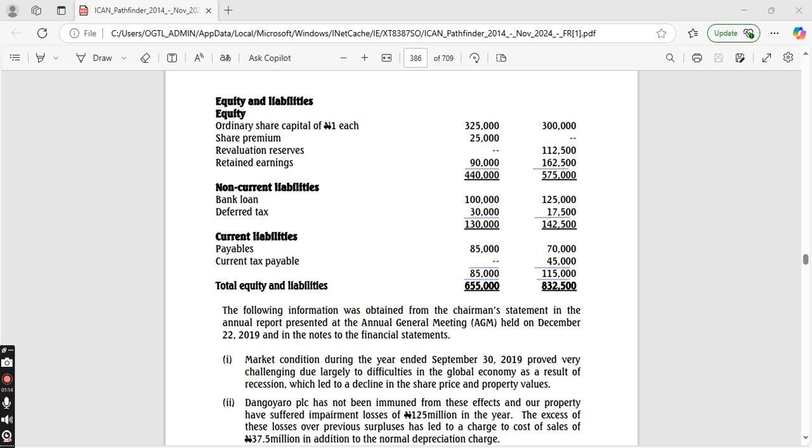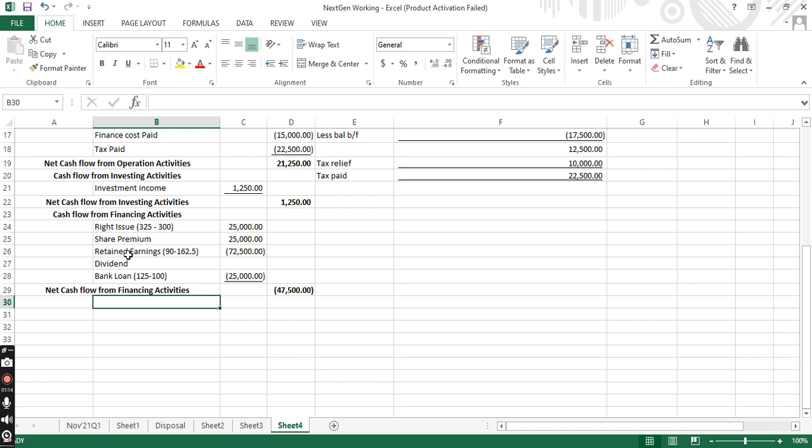But now, in our retained earnings, when we deducted 162,500 minus 90,000, how much do we have? We have 72,500. It will be 72,500 as the answer. Where do you get the 20,000? I deducted retained earnings now. This is my retained earning.